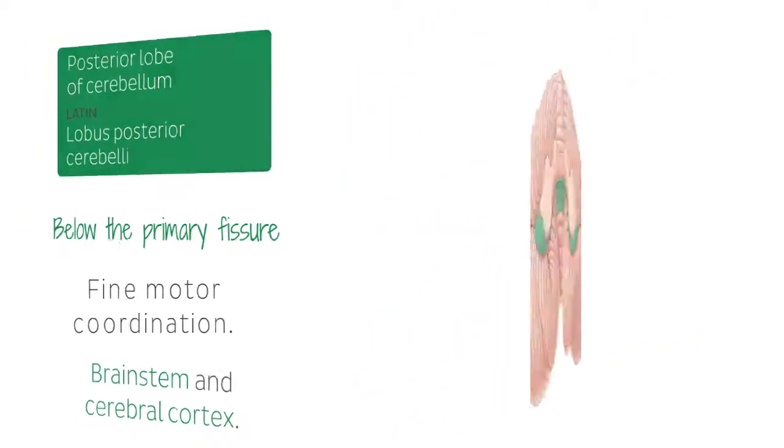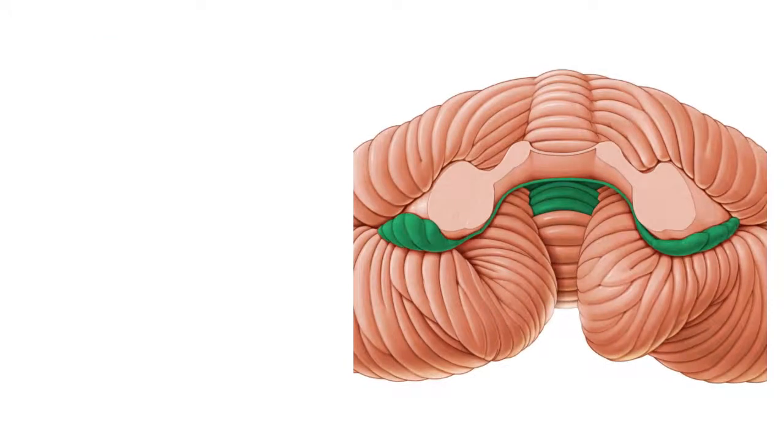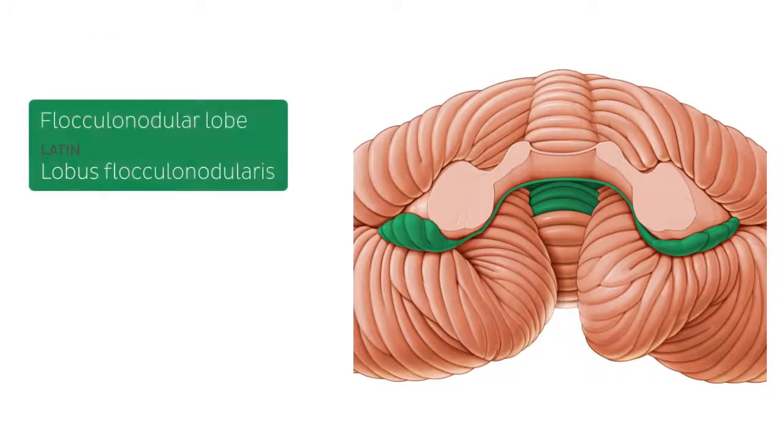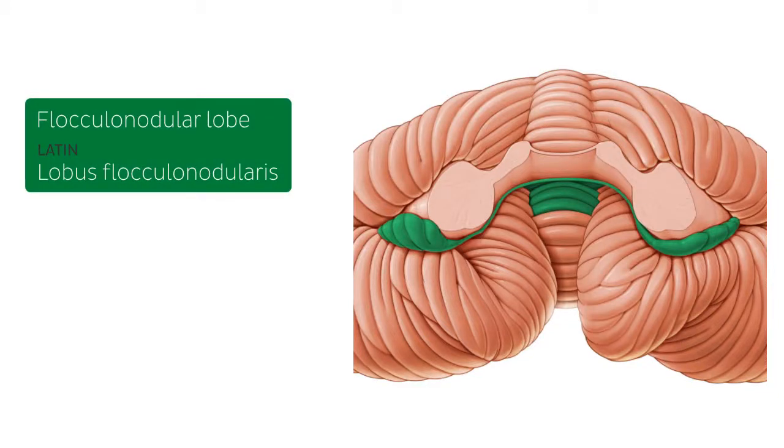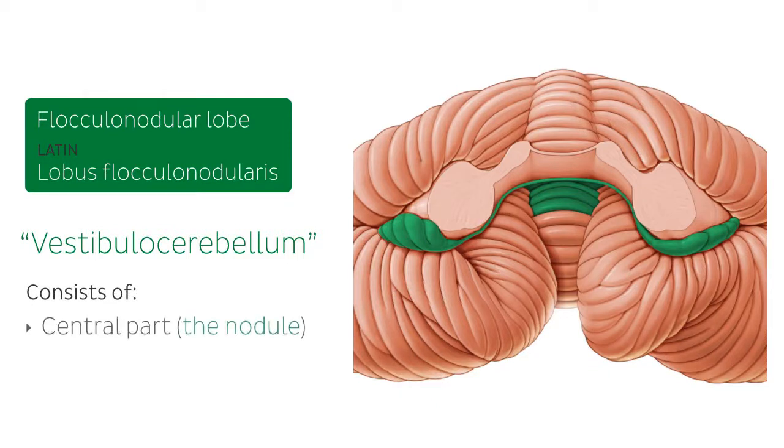Next, we're going to highlight the other lobe that I mentioned or listed before. This is known as the flocculonodular lobe, which is also known as another tricky name, the vestibulocerebellum. This part of the cerebellum consists of a central part, which is known as the nodule, and two lateral parts, which are known as the flocculi.